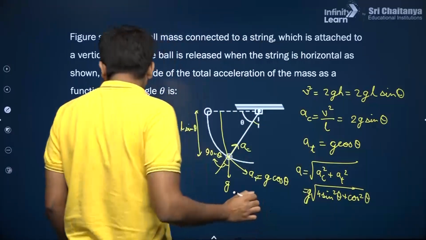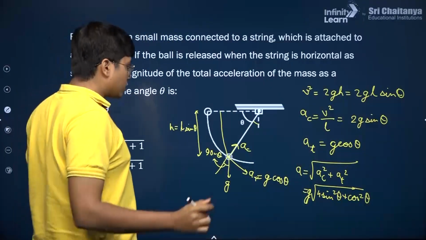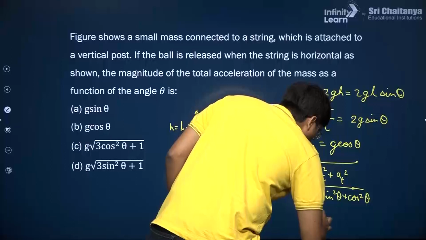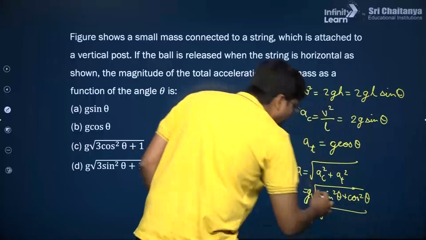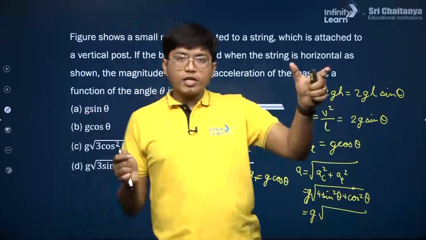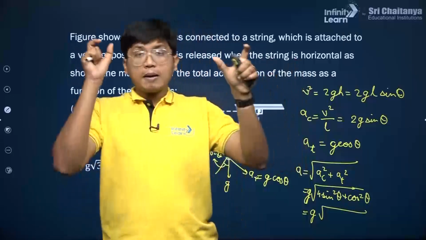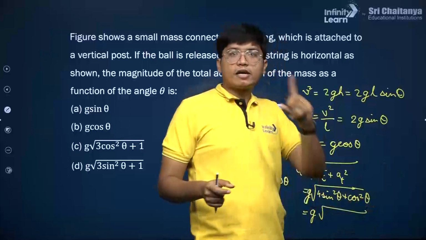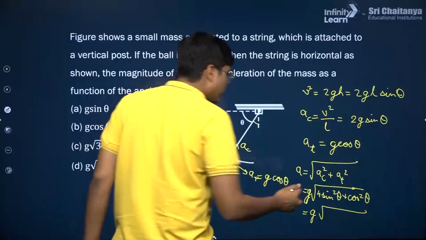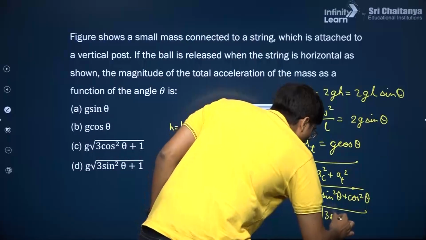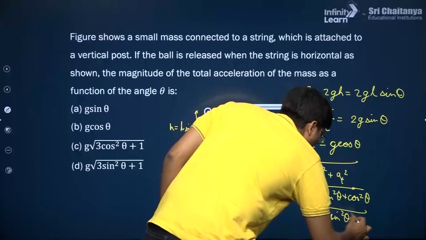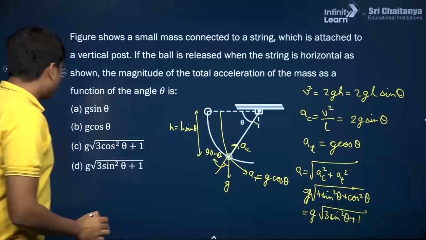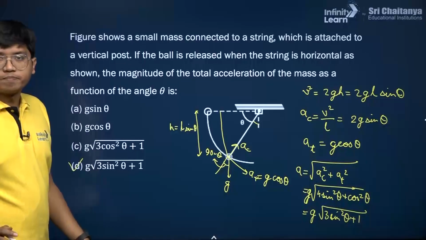We have an option here. Okay, we have this in this form. So here what you essentially do is that this 4 sine square theta you break up into 3 sine square theta plus sine square theta, and that extra sine square theta plus cos square theta makes it 1. So your final thing would be 3 sine square theta plus 1. So the correct option is option D over here.